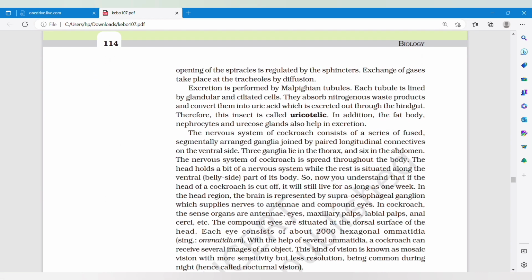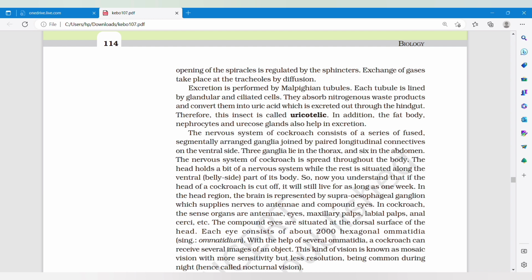Excretion is performed by Malpighian tubules. Each tubule is lined by glandular and ciliated cells. They absorb nitrogenous waste products and convert them into uric acid, which is excreted out through the hindgut. Therefore, this insect is called uricotelic. In addition, the fat body, nephrocytes and uricose glands also help in excretion.